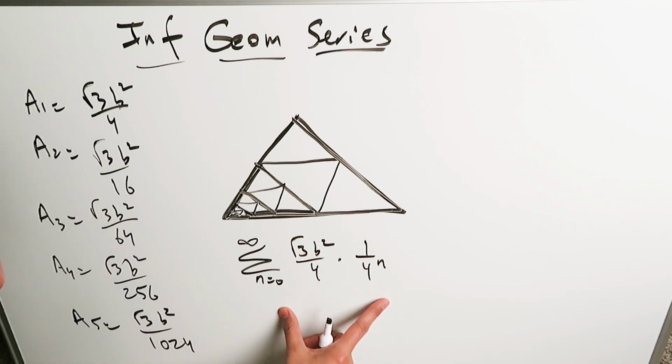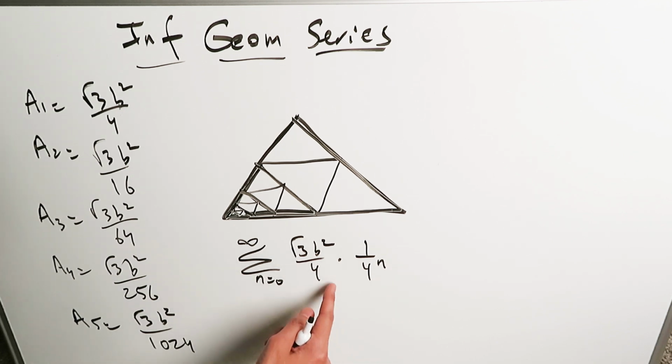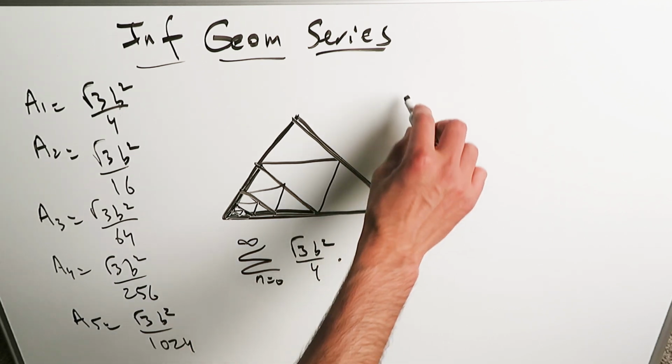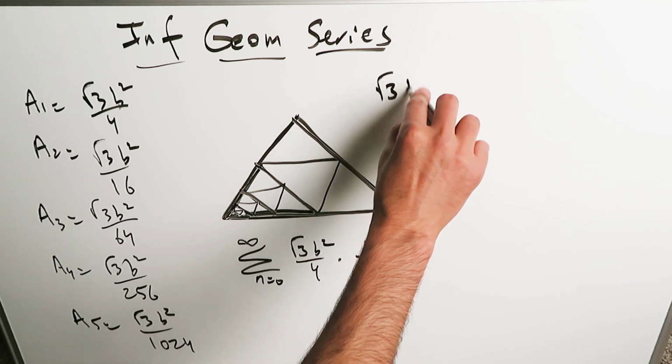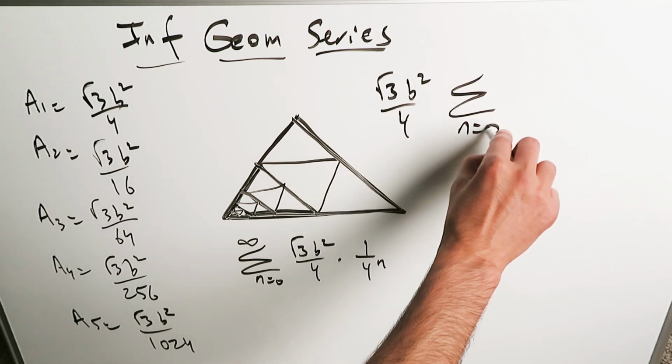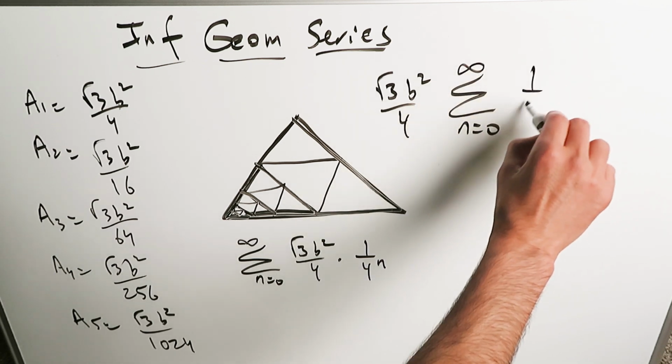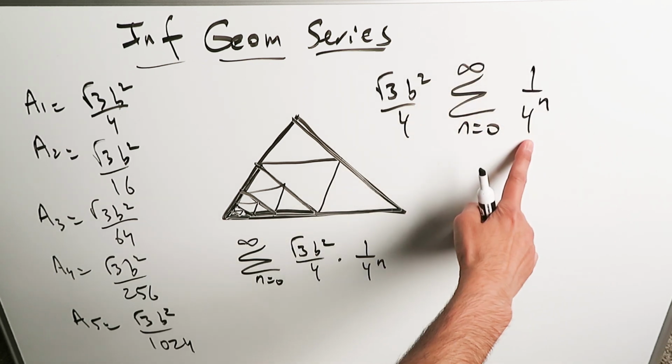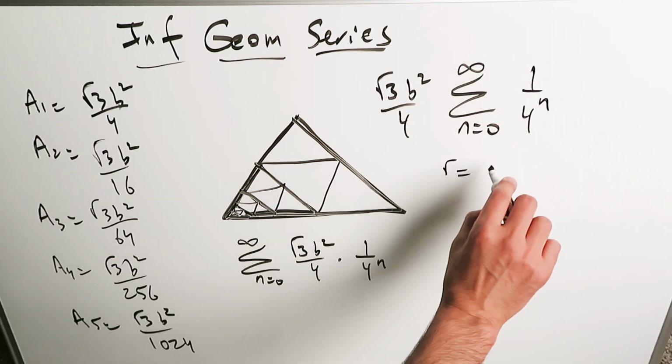But this right here is our series rule, of which there's a constant. What is my constant? You can push this out. You can really say my rule is root 3 b square over 4. Then I'm looking at this, n is equal to 0 and up to infinity, 1 over 4 to the power of n. When you're looking at this item over here, this right here is your common ratio.